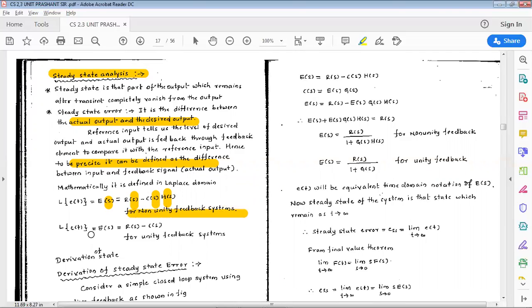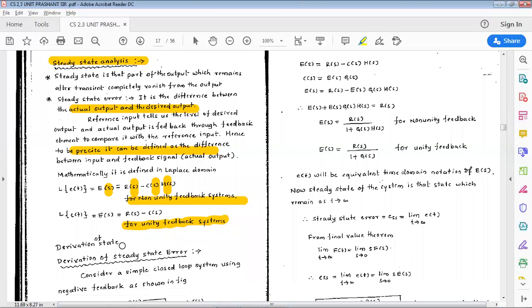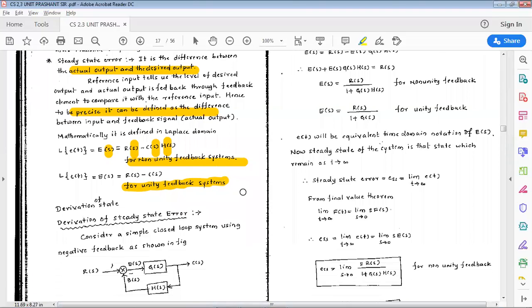If I take again the Laplace transform of the error signal, E(s) is equal to R(s) minus C(s). This is for unity feedback systems, where H(s) is equal to 1. Now let us look at how exactly the derivation of steady state error takes place.